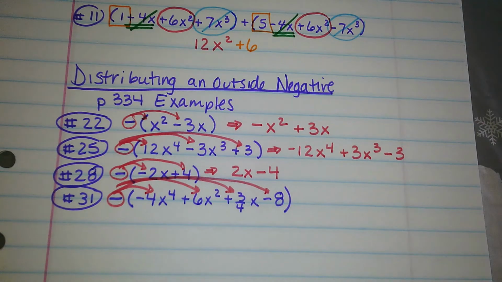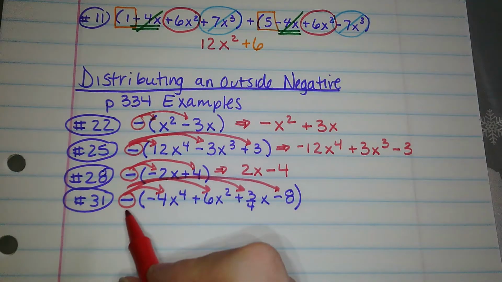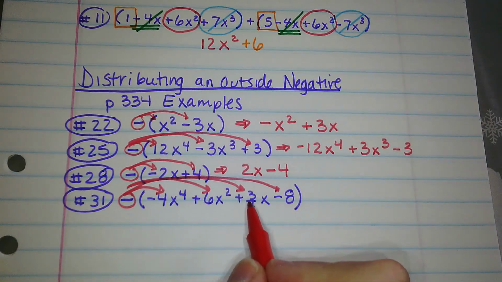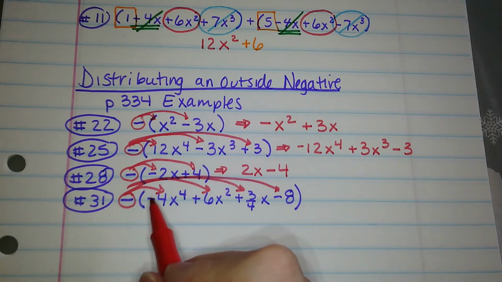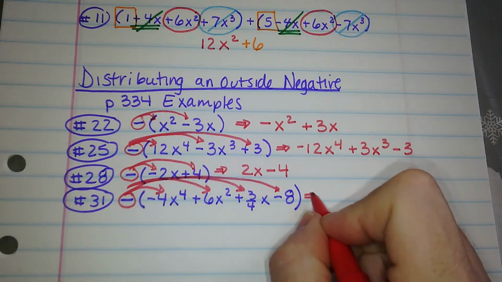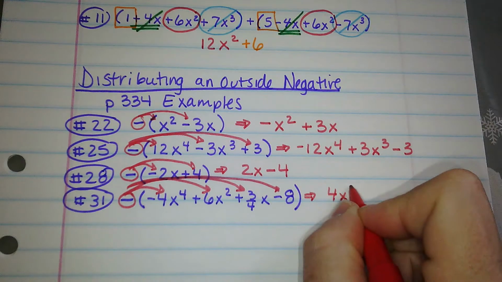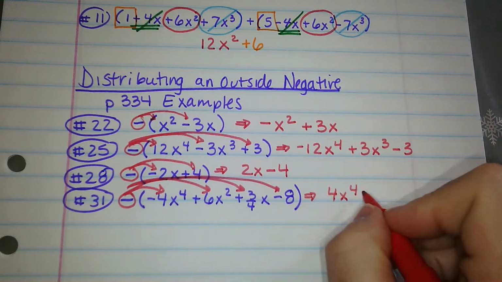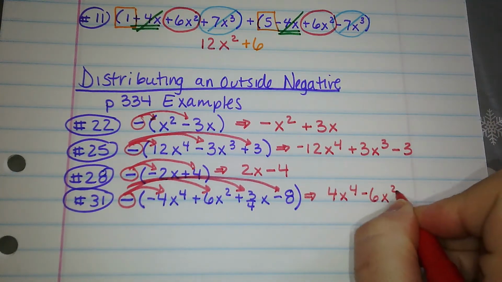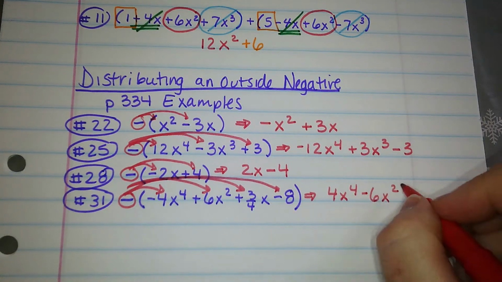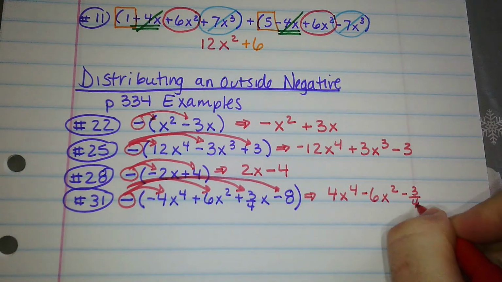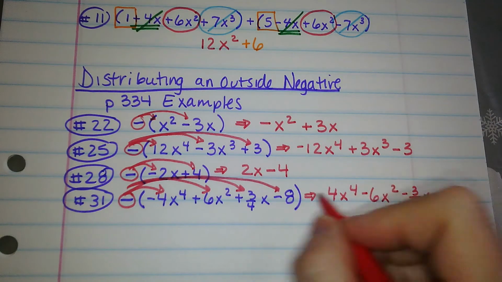So when we distribute this outside negative, the first thing we're going to do is change every term on the inside's sign. So this negative 4 becomes a positive 4 x to the fourth. The 6 becomes a negative 6 x squared. The 3/4 becomes a negative 3/4 x. And the 8 becomes a positive 8.